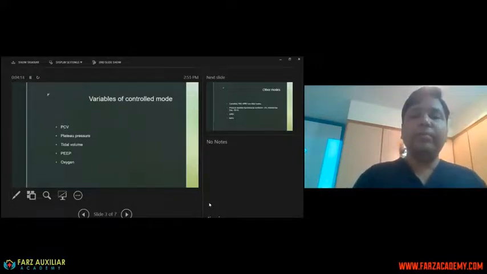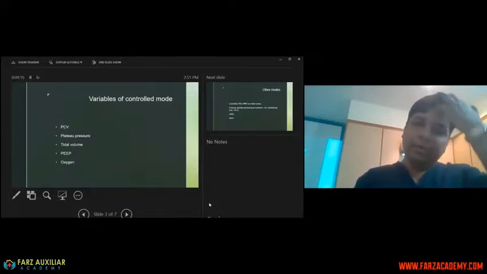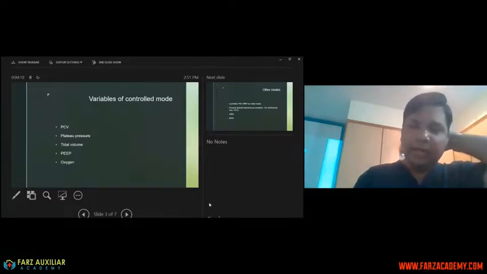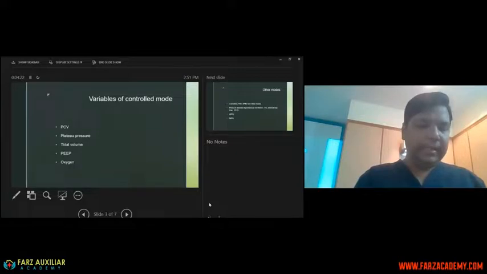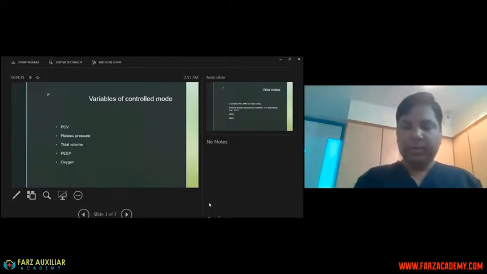Lastly, FiO2. When we start the patient on ECMO, the FiO2 that is set on the ventilator is around 100%. But slowly we try to come down as low as possible. And the target is to keep it less than 40, if the patient's saturation is anything between 85 to 90. We don't need a target saturation more than that. 85 to 90 on ECMO is good enough.